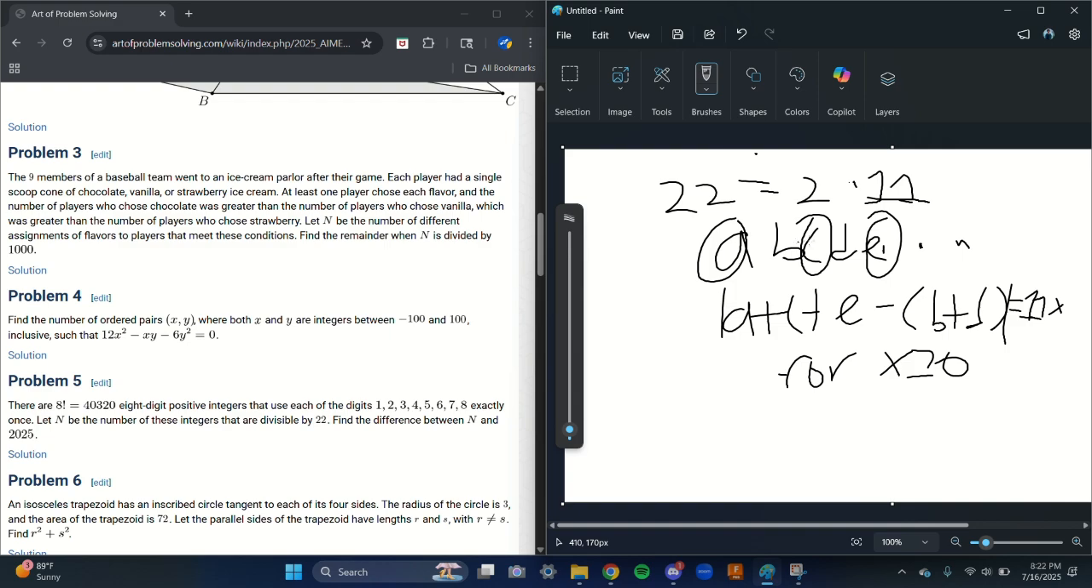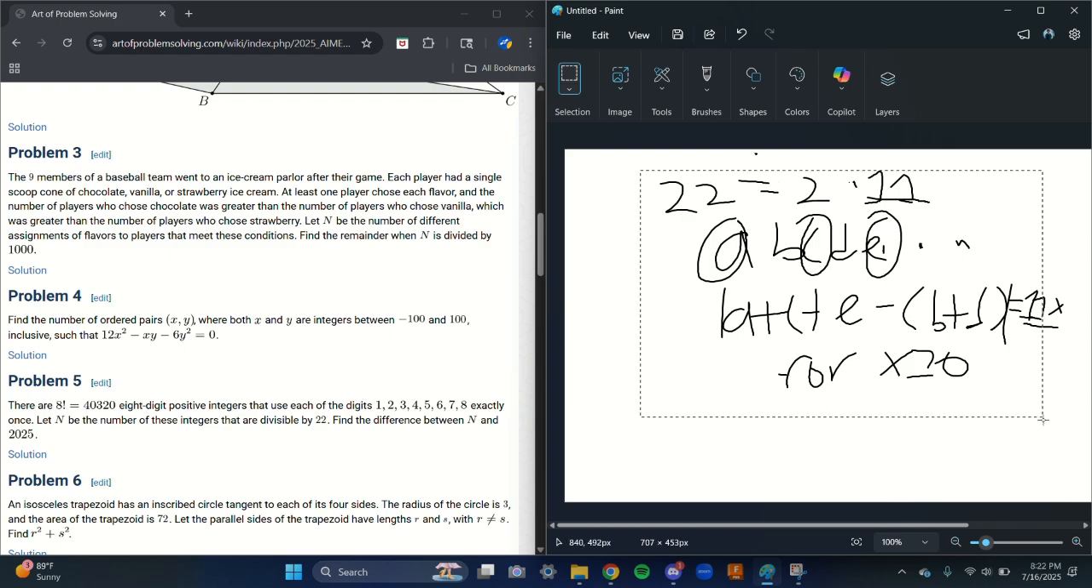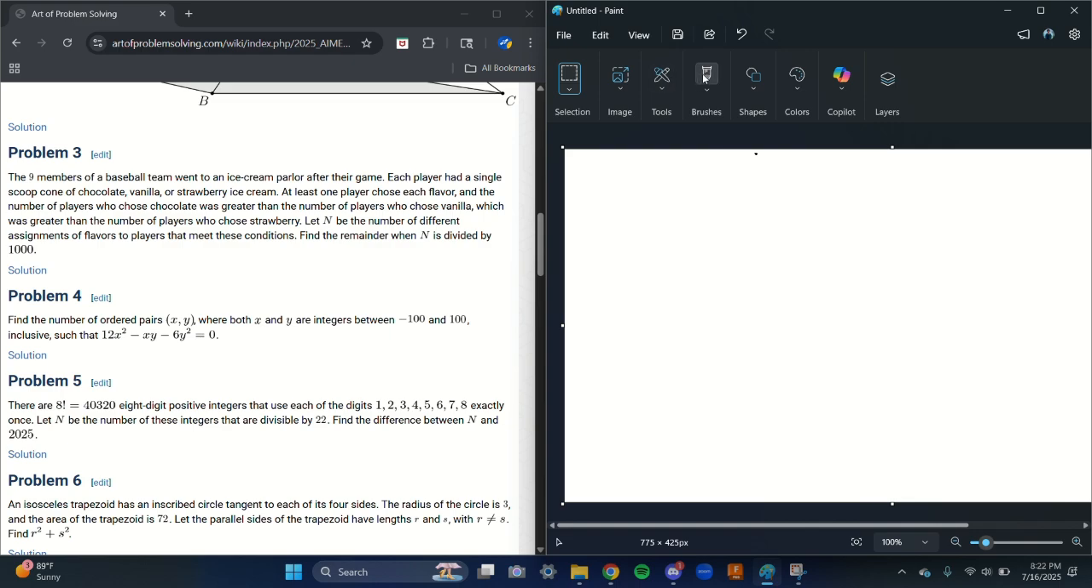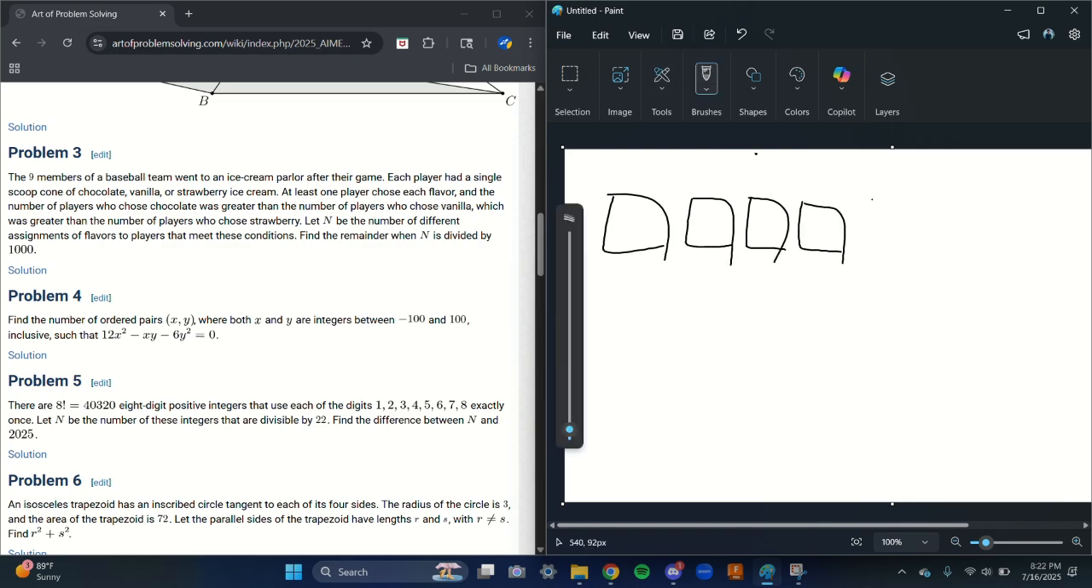So the difference between the sum of the odd number digits and the even number digits is either 0 or a multiple of 11. That makes things a lot easier because now we have something to work with, like our divisibility rules. So let's write placeholders for the 8 digits of our number: 1, 2, 3, 4, 5, 6, 7, 8.